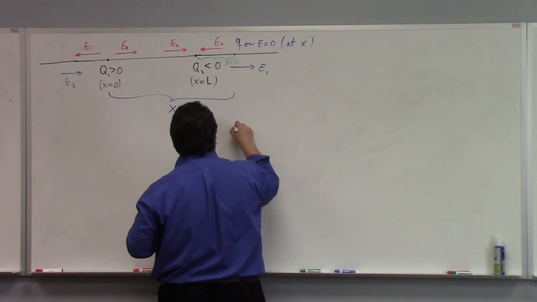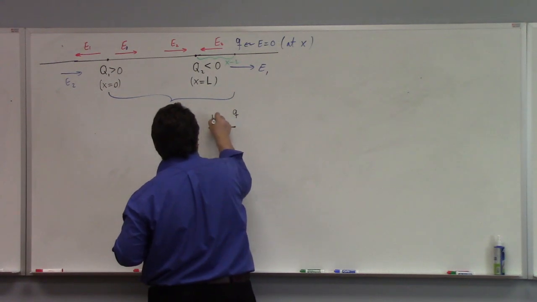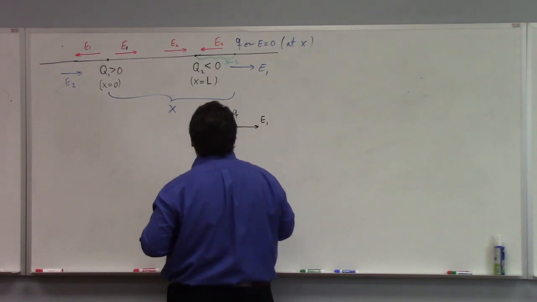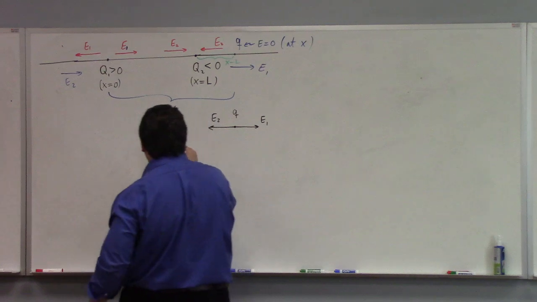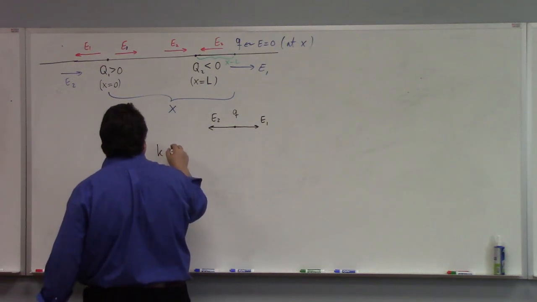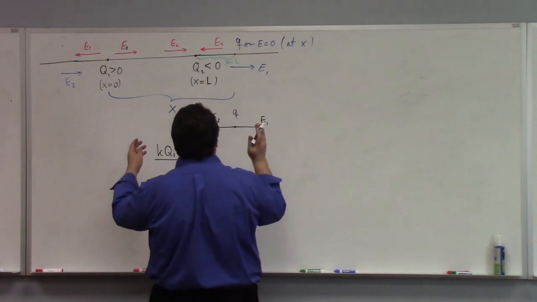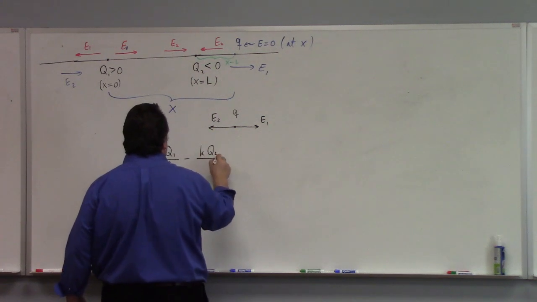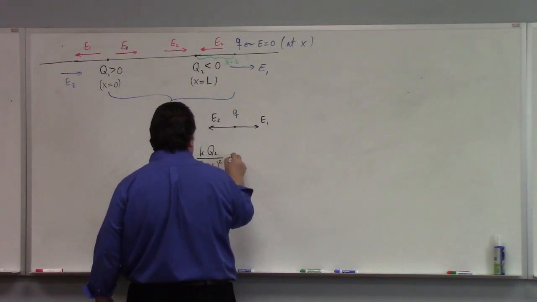Let me draw the Q down here just for the sake of picturing it again. We've got E2 going like this, and E1 going like that for this kind of point. All right, great. So we've got KQ1 over that distance, which was what? X, thank you, X squared, and then minus KQ2 divided by X minus L squared. And that should be equal to 0.